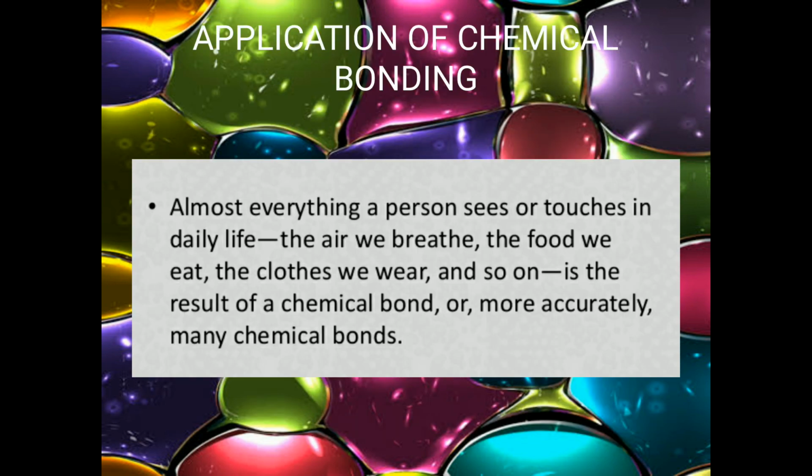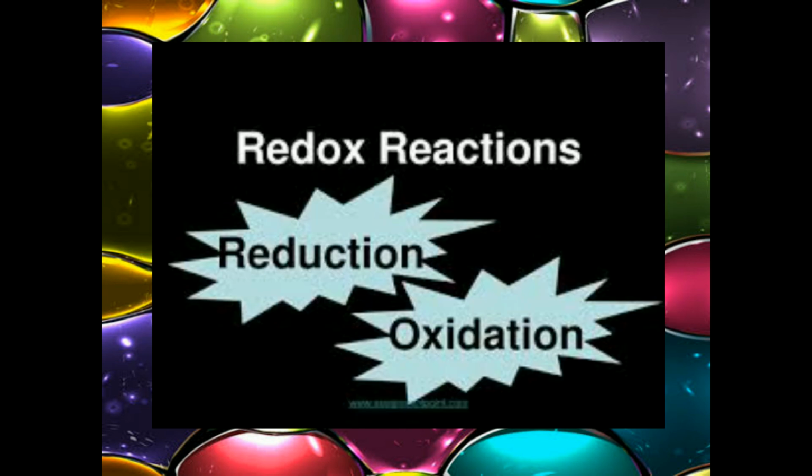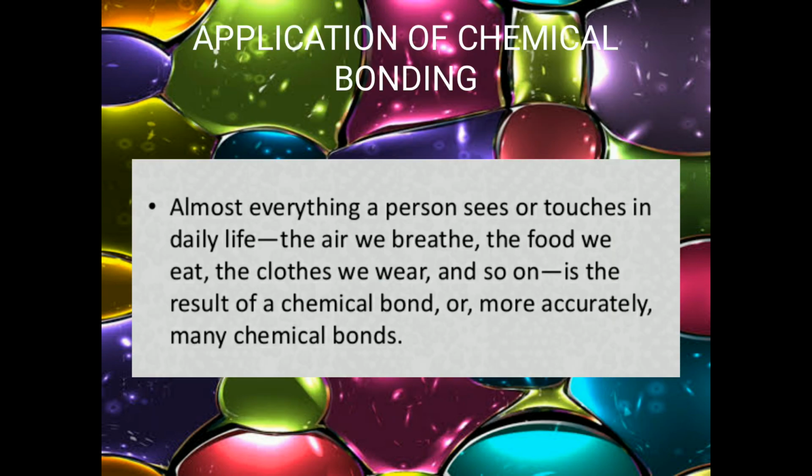Then the application of chemical bonding. We discussed three types of bonding. Then what is the application of chemical bonding? It's very interesting. The air we breathe, the food we eat, the clothes we wear, there are many. So everything like this is there because of chemical bonding. Okay? These are the main important applications of chemical bonding.